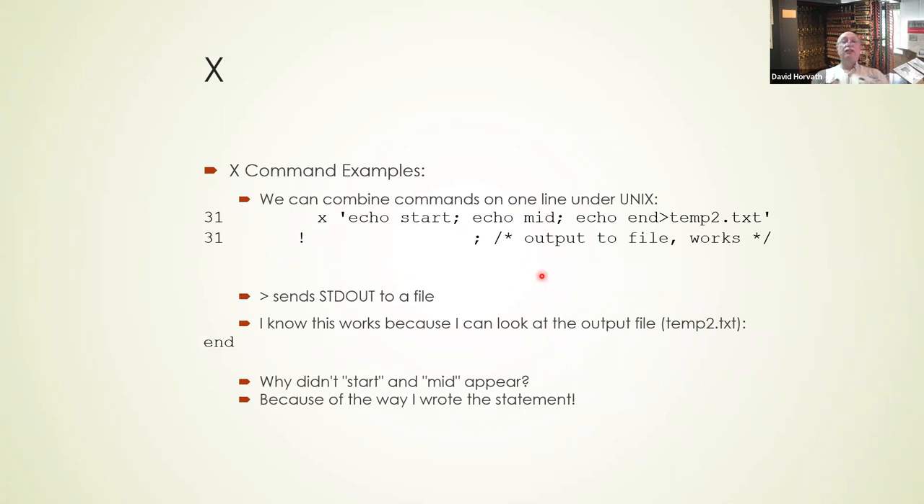As I mentioned, we can combine commands on one line under Unix. In this case, I have three echo commands. I echo the word start, the word mid, the word end, and I send it to a file. I know this worked because if I go and look at that file, I see the value that I put into it. In this case, start and mid did not appear in that file because of the way the statement's written. Only the last echo, the one that echoes the word end, saves the output to a file.